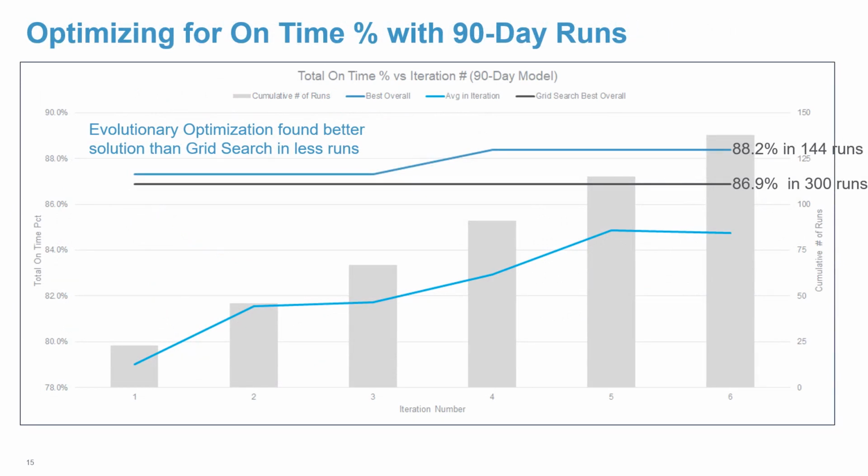Also, for the on-time percentage KPI, evolutionary optimization reached a better solution than grid search in less than half the number of runs, with 88.2% on-time percentage compared to 86.9% found by grid search.